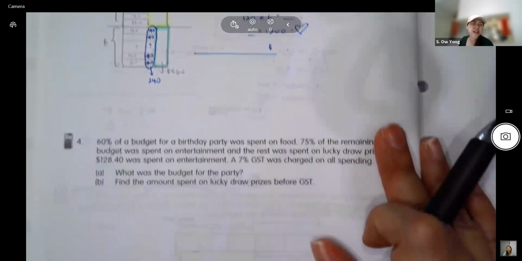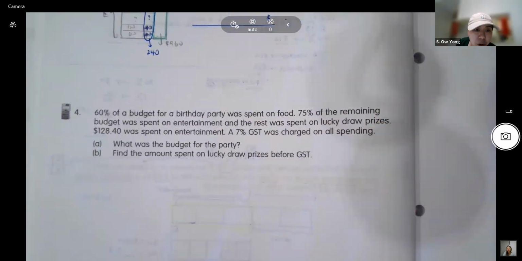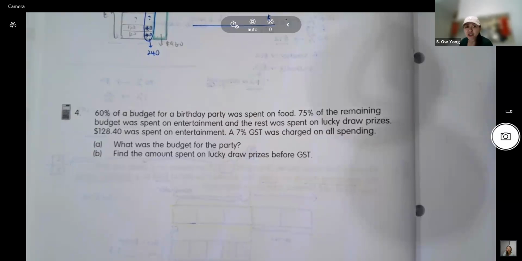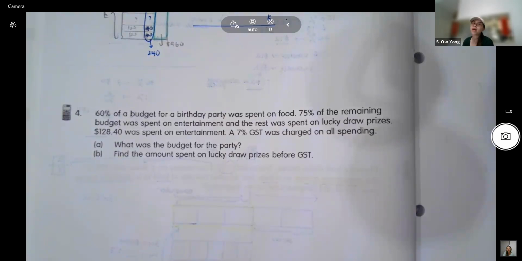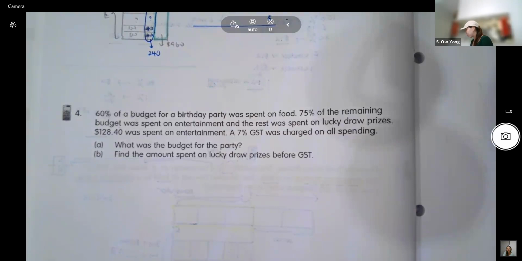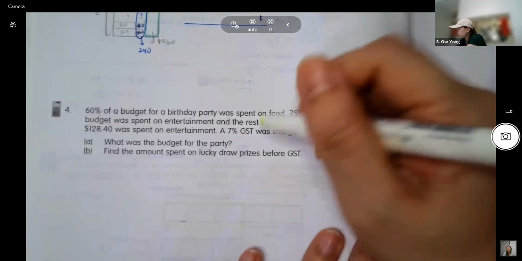Now, question 4. 60% of a budget for a birthday party was spent on food. 75% of the remaining budget was spent on entertainment and the rest was spent on lucky draw prizes. $128.40 was spent on entertainment. A 7% GST was charged on all spending. What was the budget for the party? Part B. Find the amount of money spent on lucky draw prizes before GST.